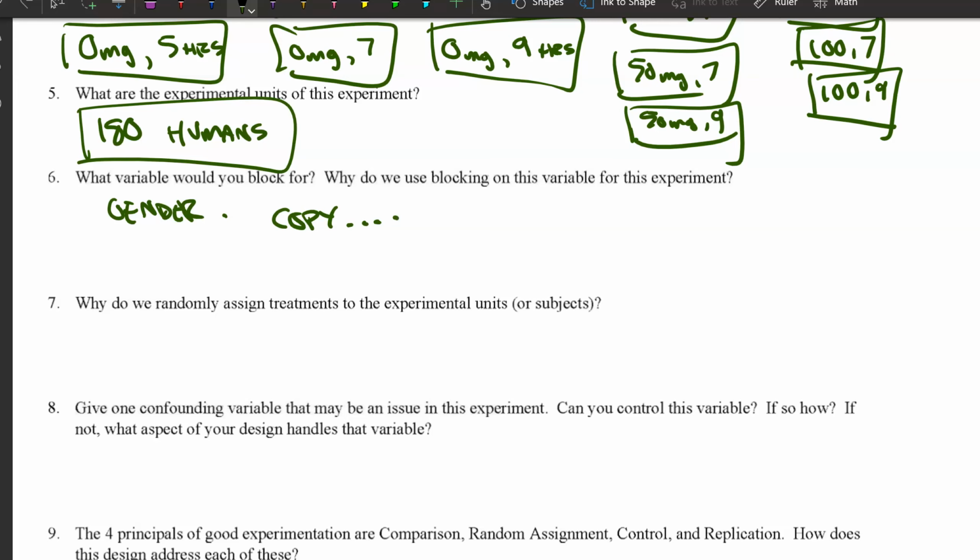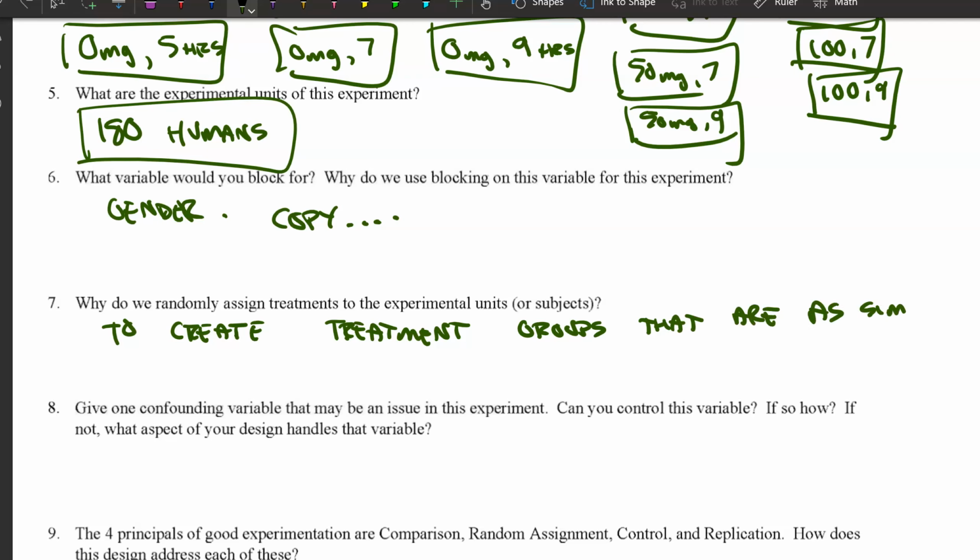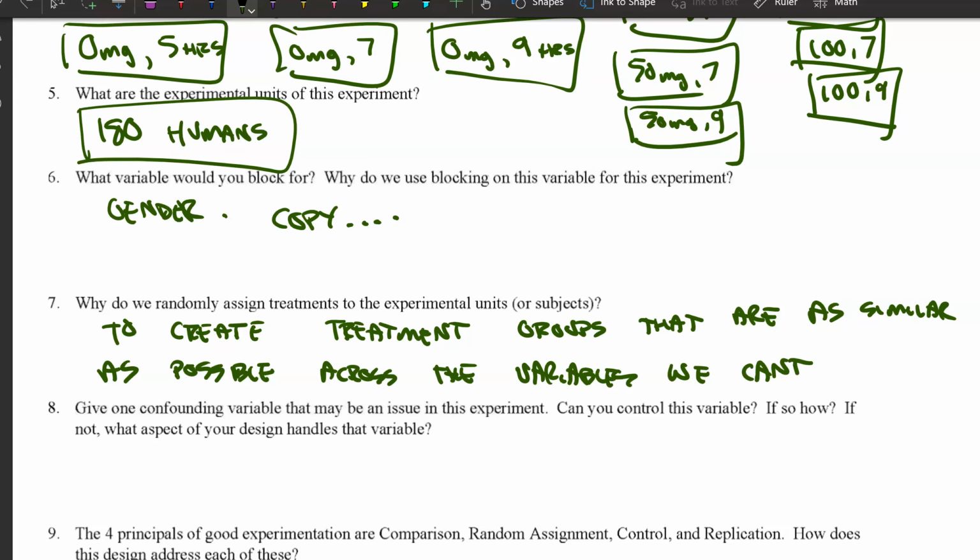Why do we randomly assign treatments to the experimental units or subjects? To create treatment groups that are as similar as possible across the variables we can't control. That's why we do it.